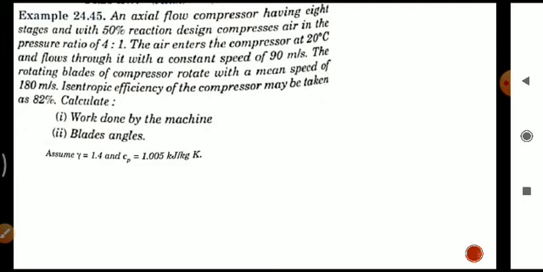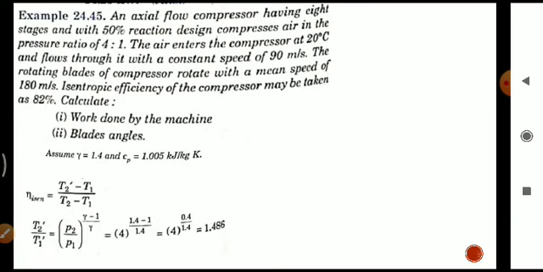First, you calculate the isentropic temperature using the isentropic equation and the pressure relation: P2 by P1 is equal to T2 by T1, all raised to gamma by gamma minus 1. For gamma, we assume 1.4, as it's not given in the question, and Cp is 1.005 kilojoule per kilogram Kelvin. The isentropic efficiency is given by the isentropic temperature rise divided by the actual temperature rise.